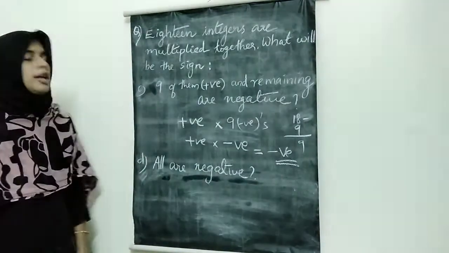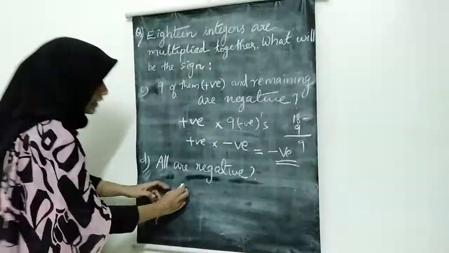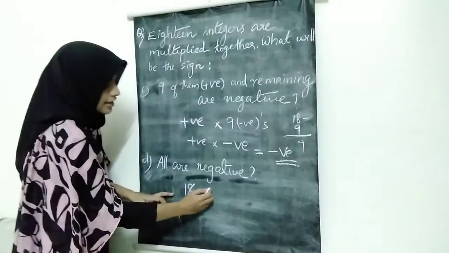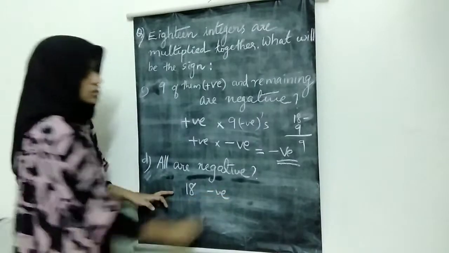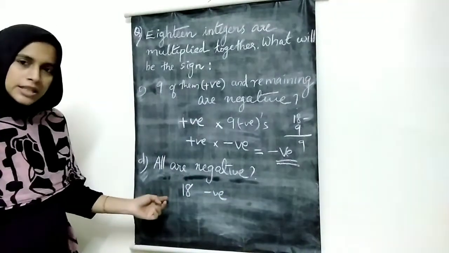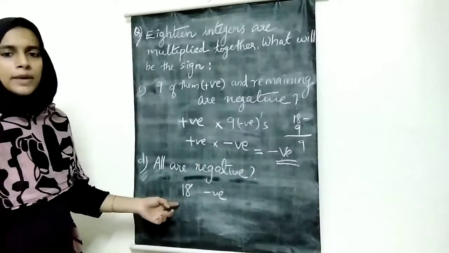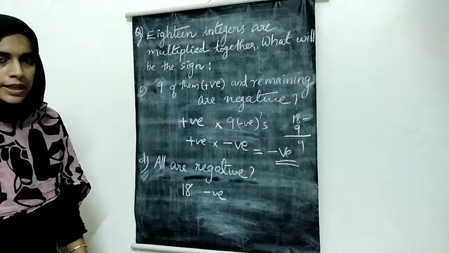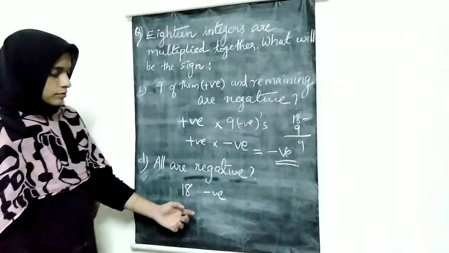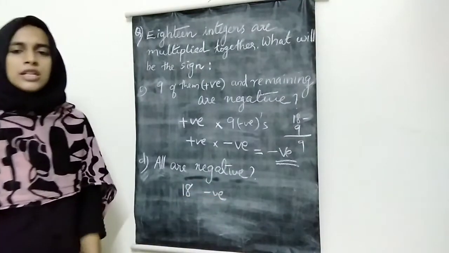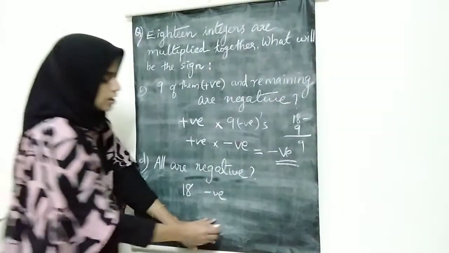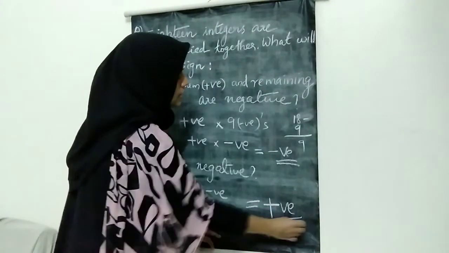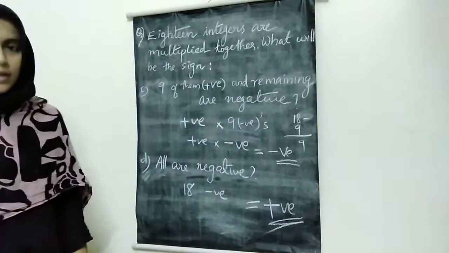Last question. All of them are negative. So, total we have 18 integers. In that, all are negative. So, 18 is the even number. Even number of negative integers are multiplying. So, our answer is positive because 18 is even number.